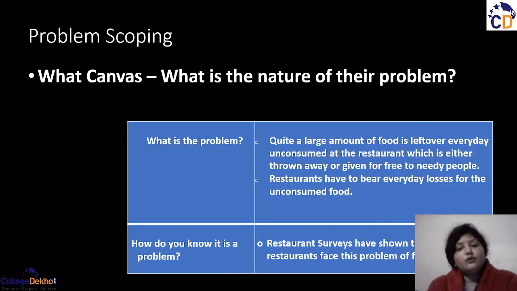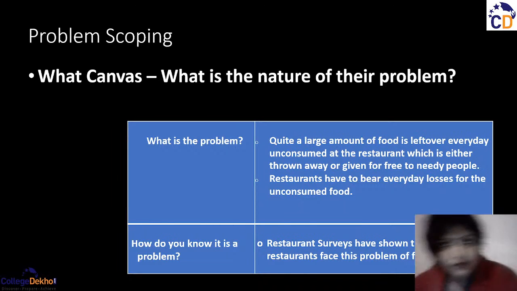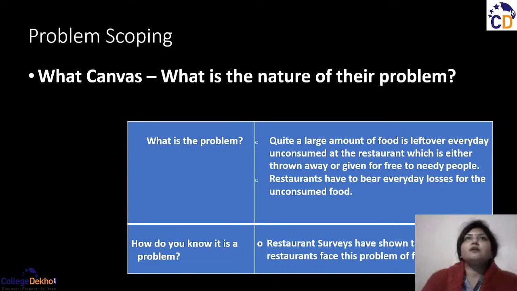How do you know it is a problem? Because restaurant surveys have shown that restaurants face the problem of food wastage, which we have seen in the first slide. Every day we have leftover food, and every day the restaurant owner is facing the same problem.